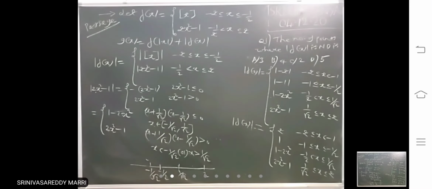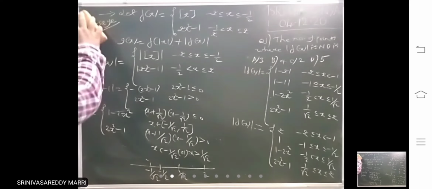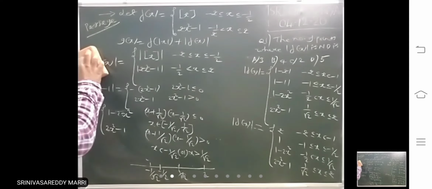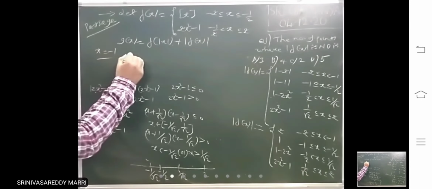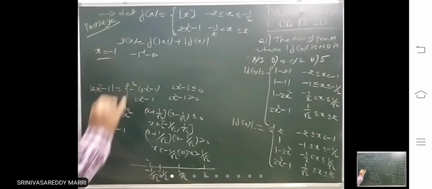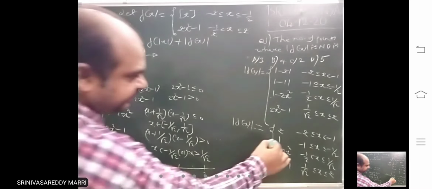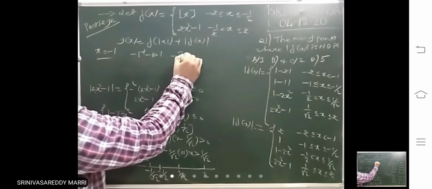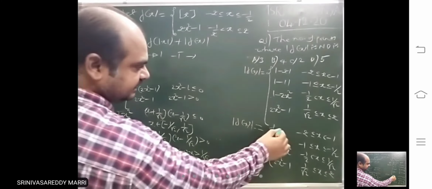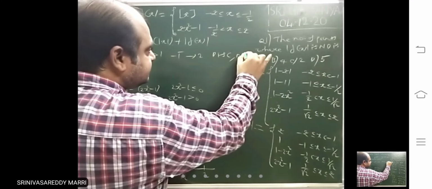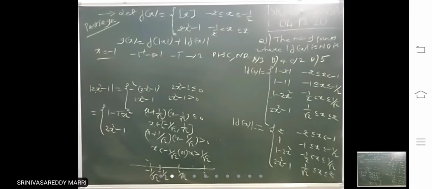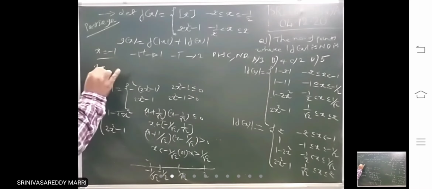So at x equal to minus 1, first I am checking. Look at x equal to minus 1 continuity. Minus 1 plus limit is what? 1. Minus 1 minus limit is what? 2. Therefore, discontinuous. That means it is non-differentiable. Next, at x equal to minus 1 by 2.